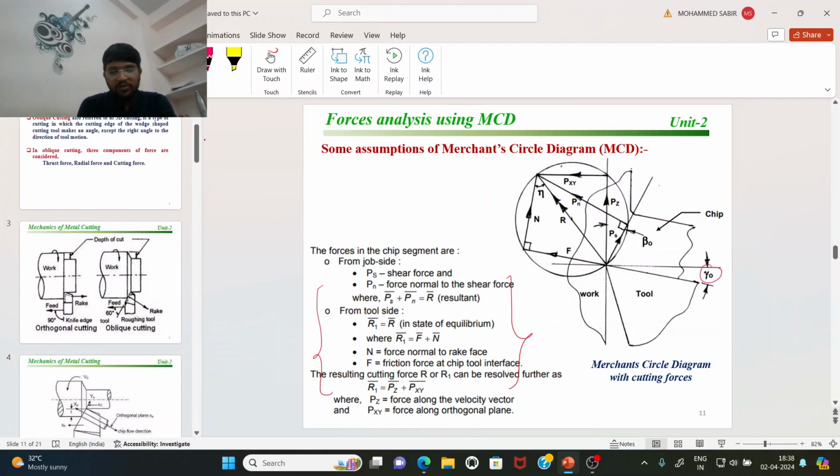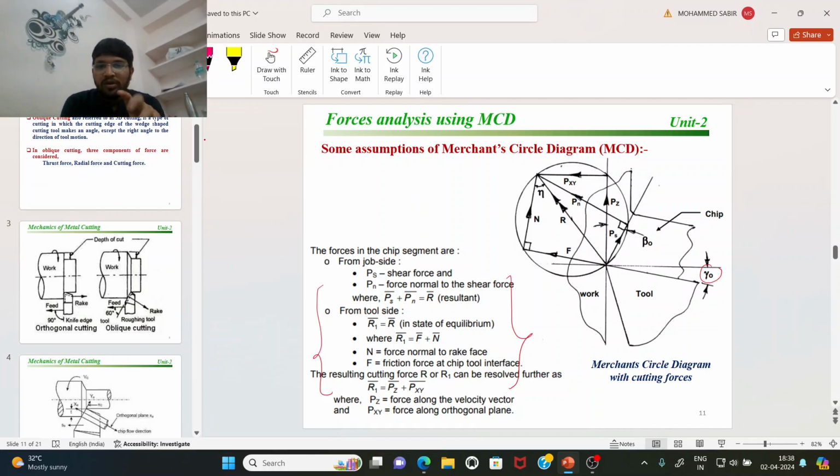Now, in the section we have three forces. Ps is the shear force, Pz is the cutting force, and F is the friction force. Pz is the cutting force, Ps is the shear force, which is responsible for the shearing action, and F is responsible for the heat generation. Due to friction, heat is generated.